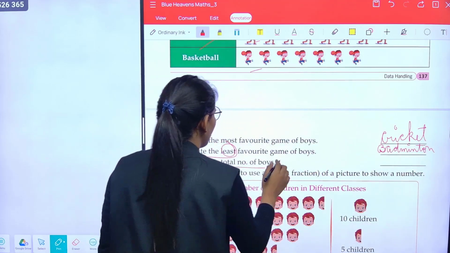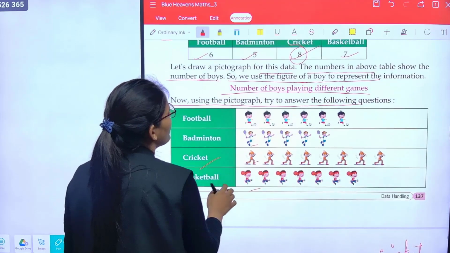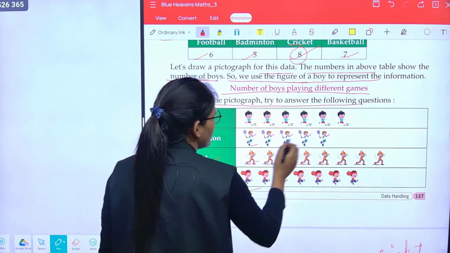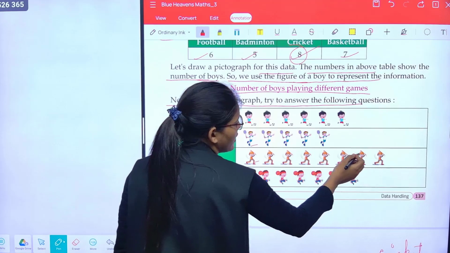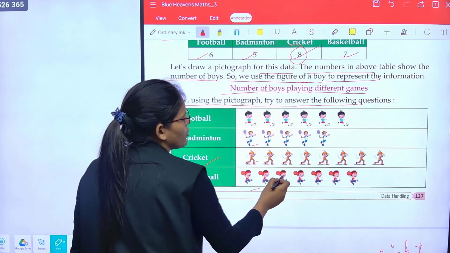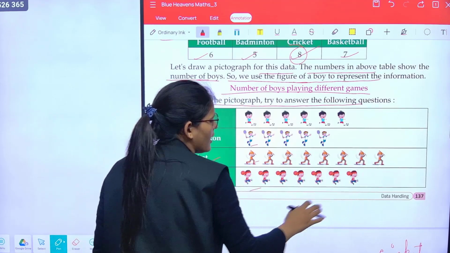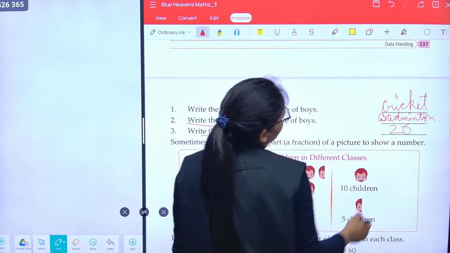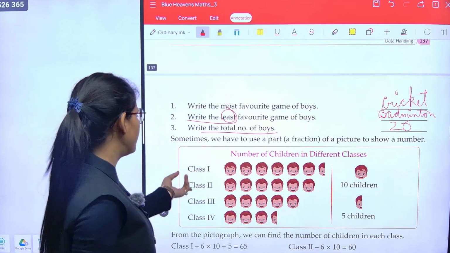And write the total number of boys. Total number of boys: 1, 2, 3, up to 26. 26 boys or players are there.